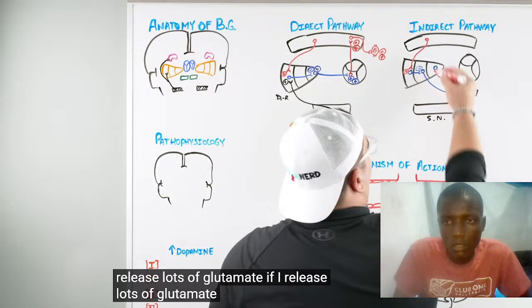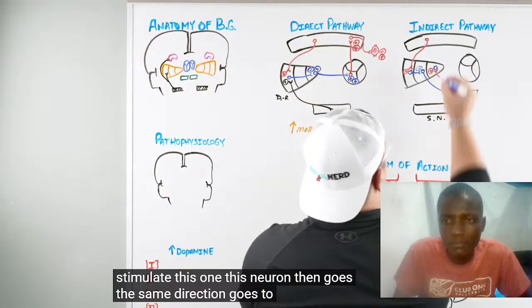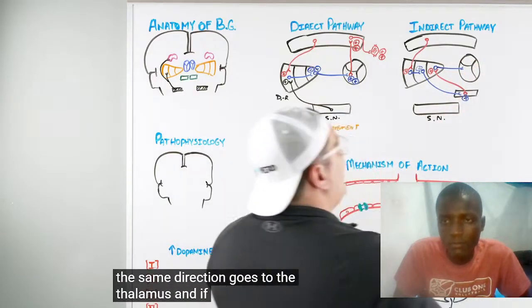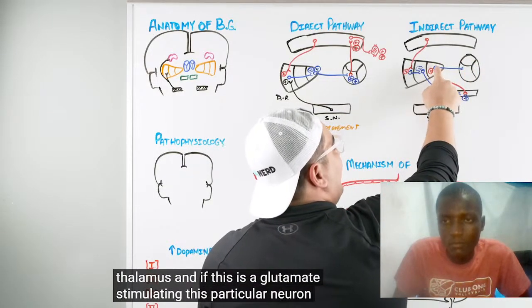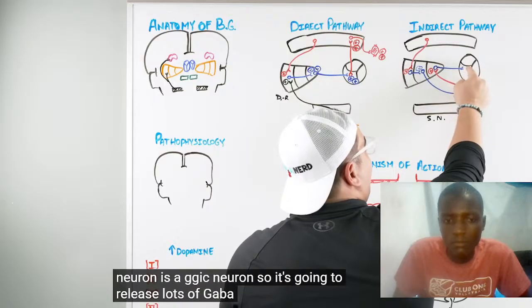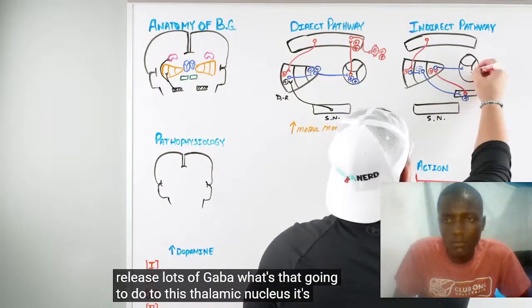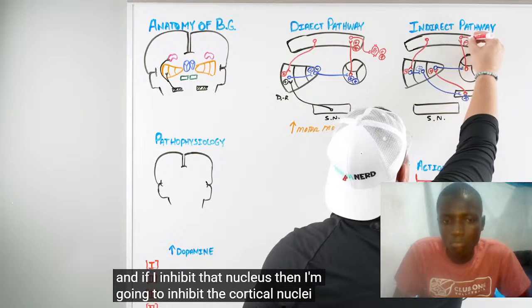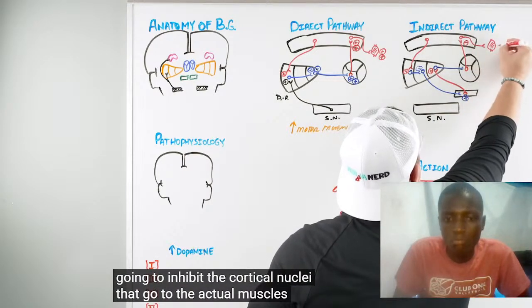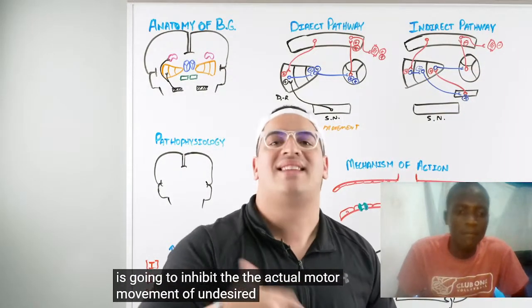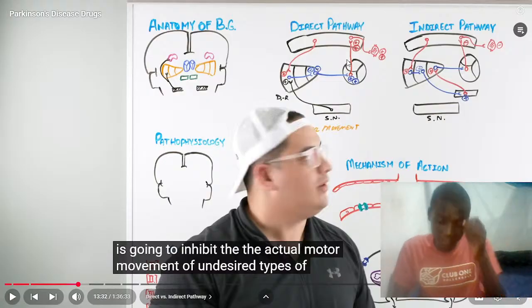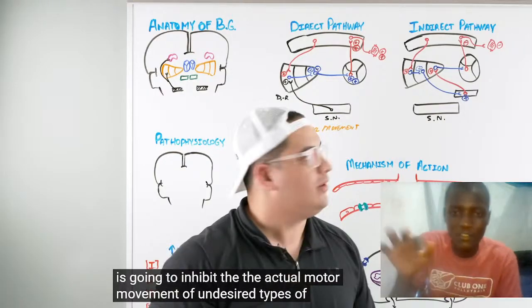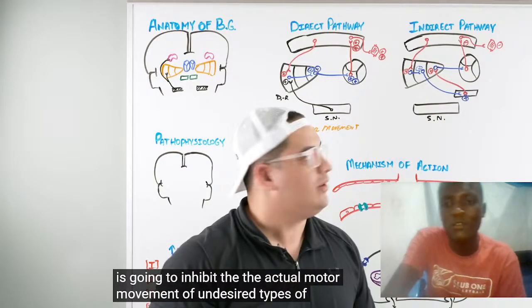Stimulate this one. This neuron then goes the same direction, goes to the thalamus. This neuron's a GABAergic neuron, so if glutamate is stimulating it, it's going to release lots of GABA. What's that going to do to this thalamic nucleus? It's going to inhibit the thalamic nucleus. And if I inhibit that nucleus, then I'm going to inhibit the cortical neurons that go to the actual muscles, and this is going to inhibit the actual motor movement of undesired types of functions. You see now, this is what causes the tremor, the muscle inconsistency.